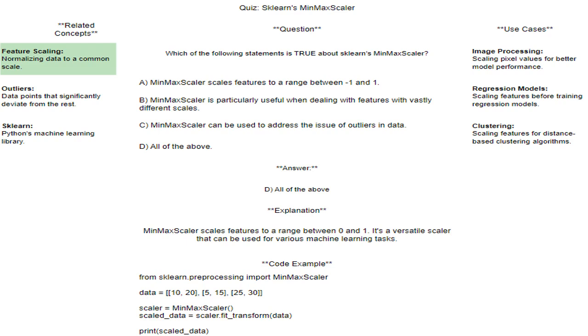Normalizing data to a common scale. Outliers: data points that significantly deviate from the rest. Sklearn: Python's machine learning library. Image processing: scaling pixel values for better model performance. Regression models: scaling features before training regression models.